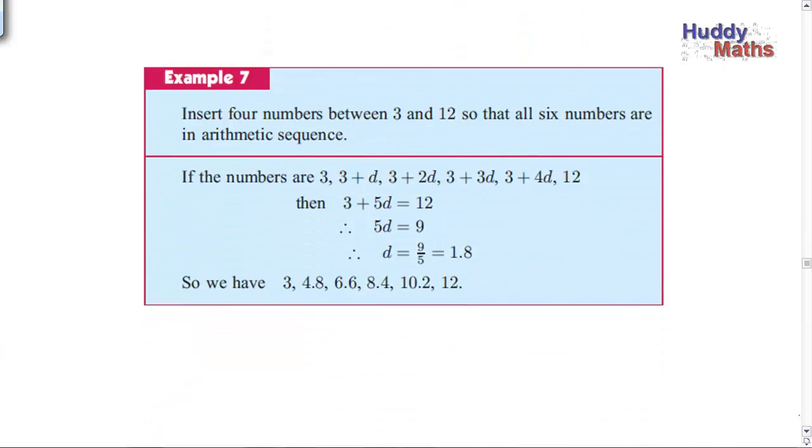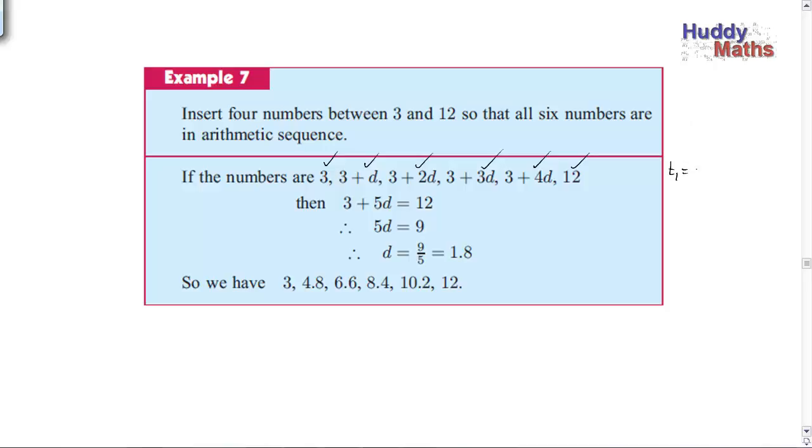Okay, here's another one. List 4 numbers between 3 and 12 so that all 6 numbers are in arithmetic sequence. So let's go back to basics. The numbers will be 3, 3 plus d, 3 plus 2d, 3 plus 3d, etc. So all 6 numbers. So there is another way of doing this. We'll keep it simple. You could go back and do it like the way we did it before.